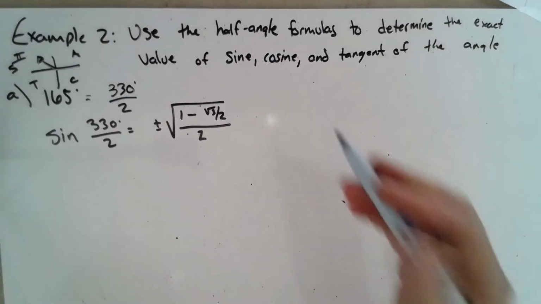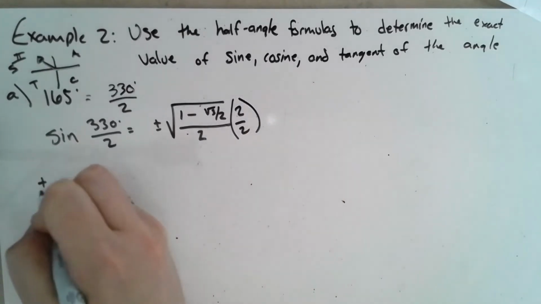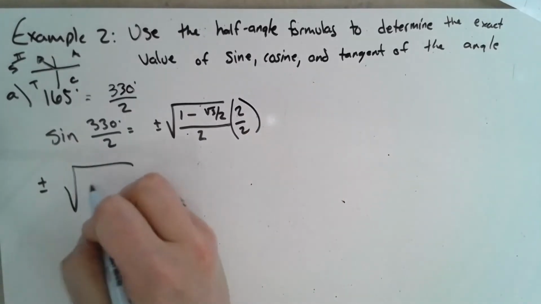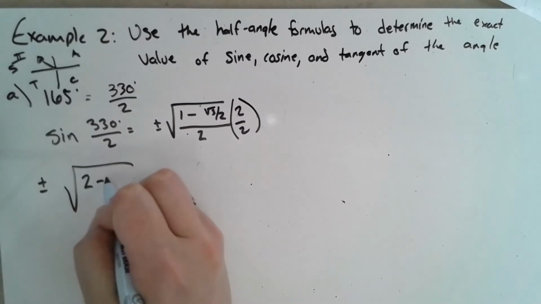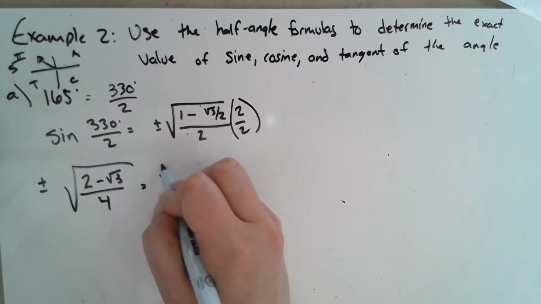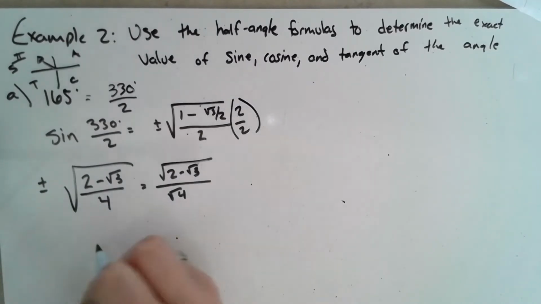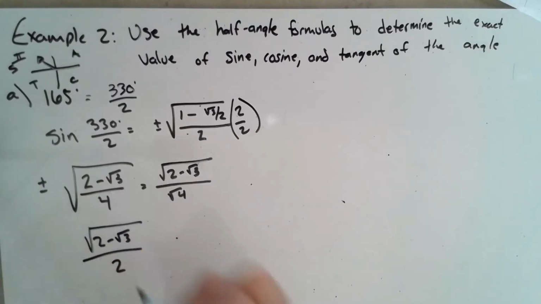So let's go ahead and simplify this. I'm going to times this 2 over 2. That'd give me plus or minus the square root of 2 minus square root 3 over 4, which is the square root of 2 minus square root 3 over square root 4, which is the square root of 2 minus square root 3 over 2. You might look at that and think, that's not a very pretty answer. These don't have to be pretty. They're just not going to be.